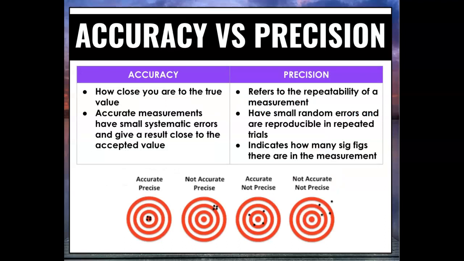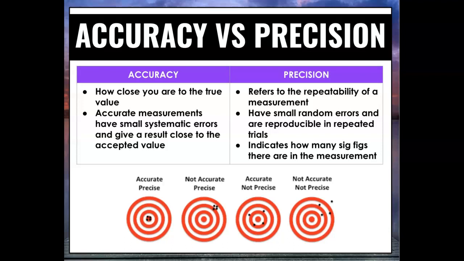And this brings up the discussion of accuracy versus precision. So these are not used as interchangeable terms. They mean 2 different things. Accuracy is how close to the true value you have. Accurate measurements have small systematic errors and give a close value to the expected value. And then precision refers to the repeatability of that measurement. So whether you're able to get the exact same measurement over and over again, and this will have small random errors and are reproducible in repeated trials. So if you repeat relatively roughly the same value, it's going to be reduced. And this indicates how many significant figures are going to be used in a measurement.